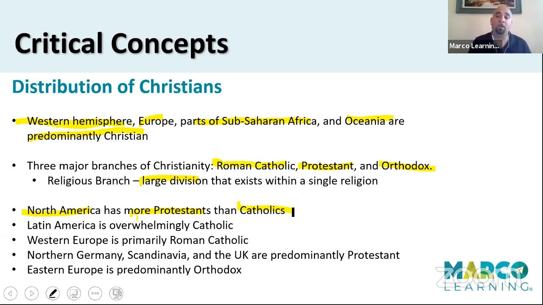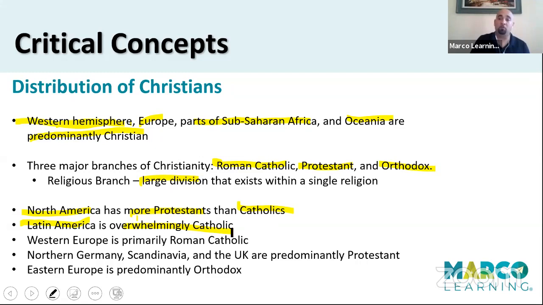Latin America is overwhelmingly Catholic. It's about 90-ish percent. The joke I like to make is, in Latin America, everybody's Catholic and my mama. The idea that that is how she was raised in her Christian faith, to be Catholic, all right?